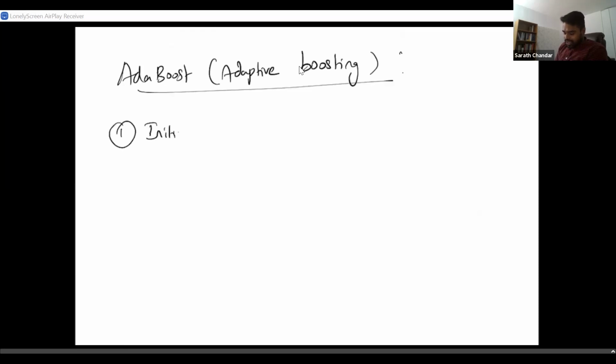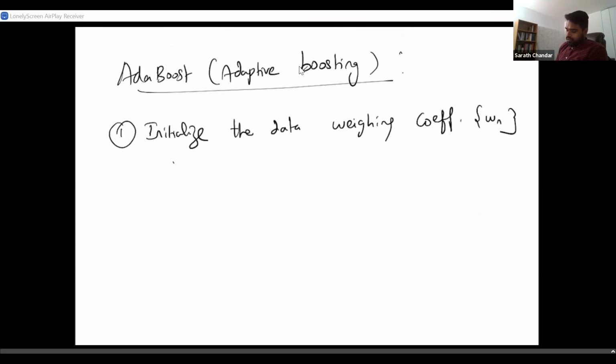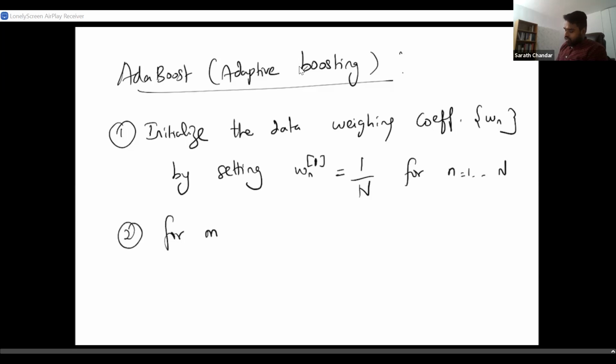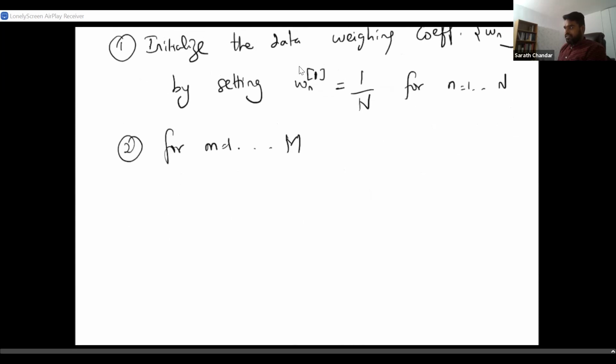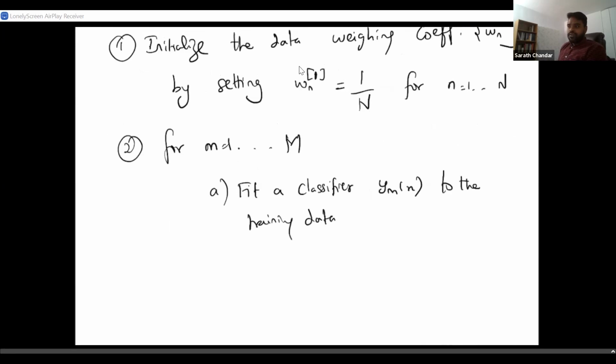First you initialize the data weighting coefficients wn by setting wn[1], where the square bracket 1 means for the first classifier, equal to 1 over N, for n equal to 1 to N, for all the examples. Now for m equal to 1 to capital M, whatever number of classifiers you want, we are first going to fit a classifier ym of x to the training data by minimizing the following weighted error.